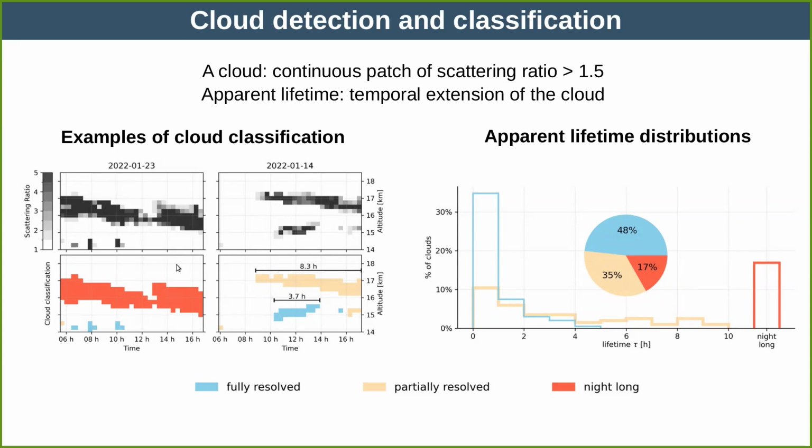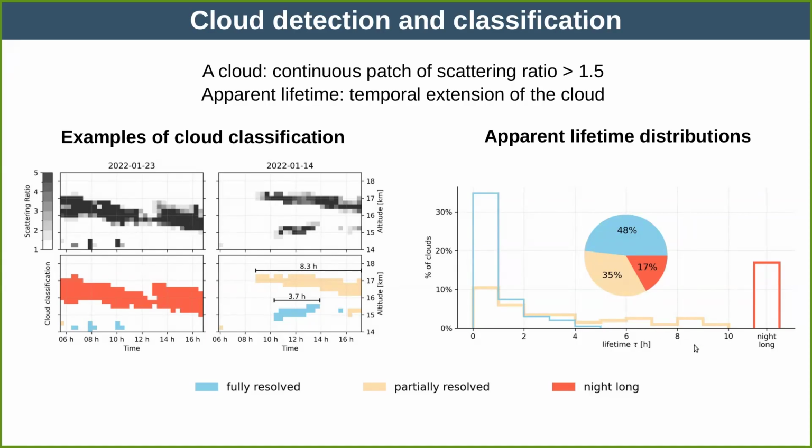So from processing the 80 images in this way, we get a partitioning of the cloud distribution in three classes. So this is the pie chart here. And we also get apparent lifetime distribution for the fully resolved and for the partially resolved classes. So the blue and yellow histograms here.